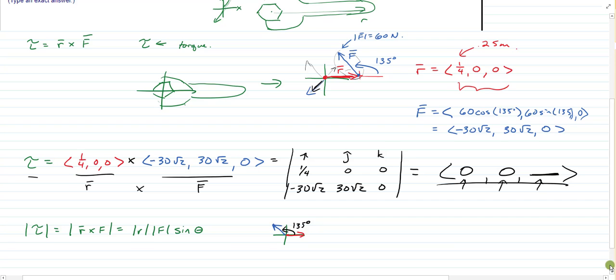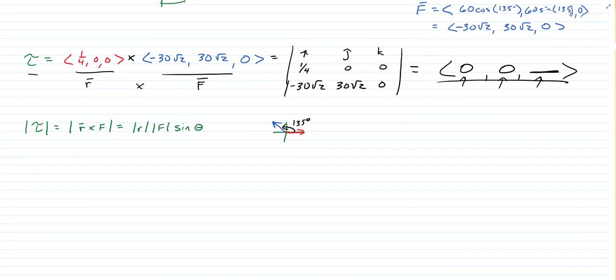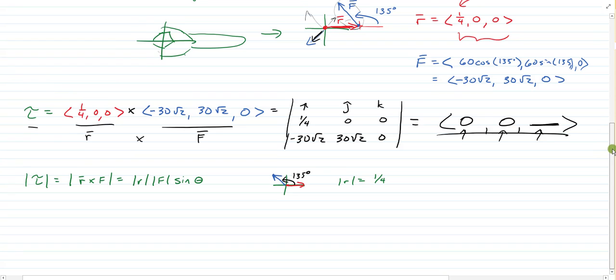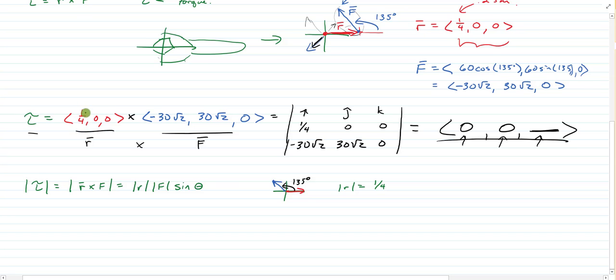And so we can go ahead and compute this because we know that the magnitude of r is just a quarter because its other two components were 0, right? This component's a quarter, those two are 0. So how long is this vector? It's got a length of a quarter. We were given explicitly that the force vector had a magnitude of 60 newtons, and we were given that the angle between them was 135 degrees.